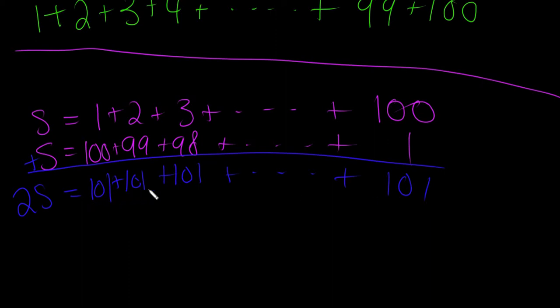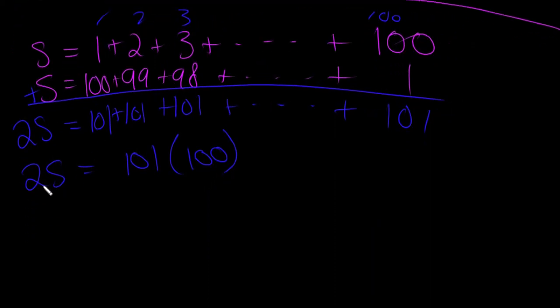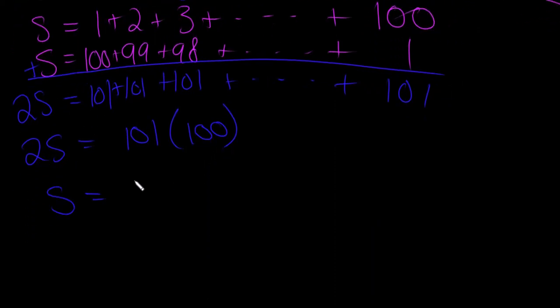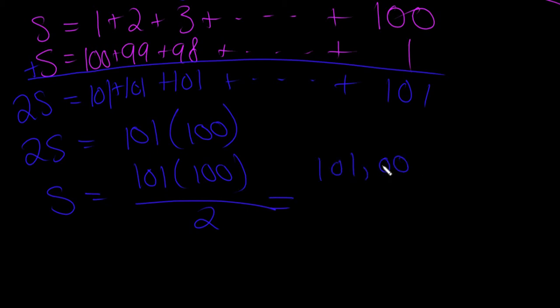My question is, how many 101s are there? Well, there's 1, 2, 3. There's 100 of them. So this is really 2S is equal to 101, 100 times. And we can solve for S. S is equal to 101 times 100 over 2. Okay, that's actually pretty easy to simplify. That would just be 101,000. Oh, I'm sorry, that's not correct. 10,100 over 2, which is 5,050.